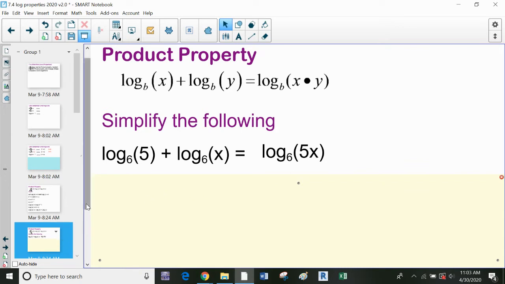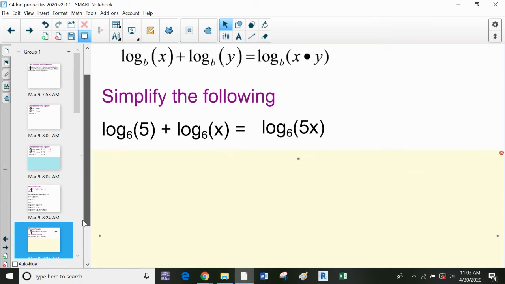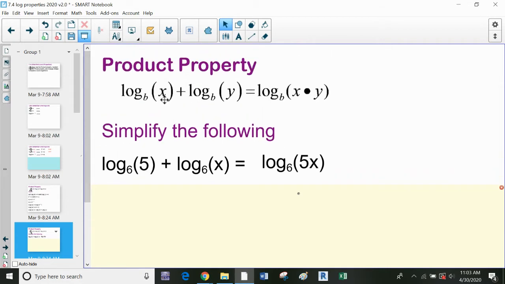Now I have log base 6 of 5 plus log base 6 of x. I want to combine those to a single log expression. So I keep the base the same. Notice it's still log. There's my 6, those are all 6s. And then I take the 5 and the x and I multiply them together. So to simplify that expression, it becomes one expression since they're added together. And the product property says that if you have 2 log expressions added together, you can combine them into a single expression by multiplying the arguments.